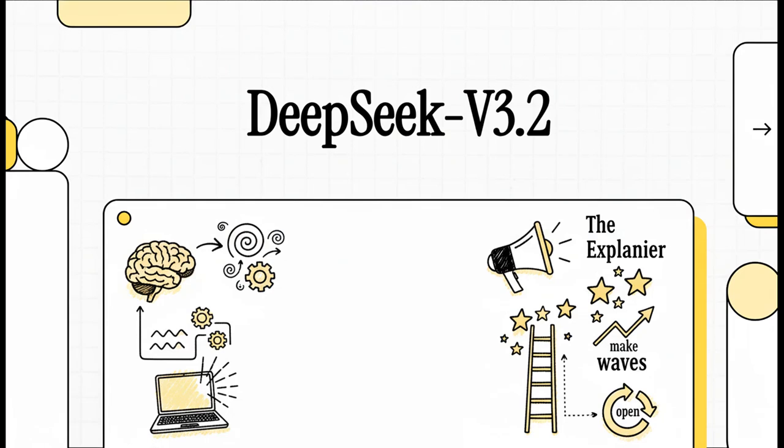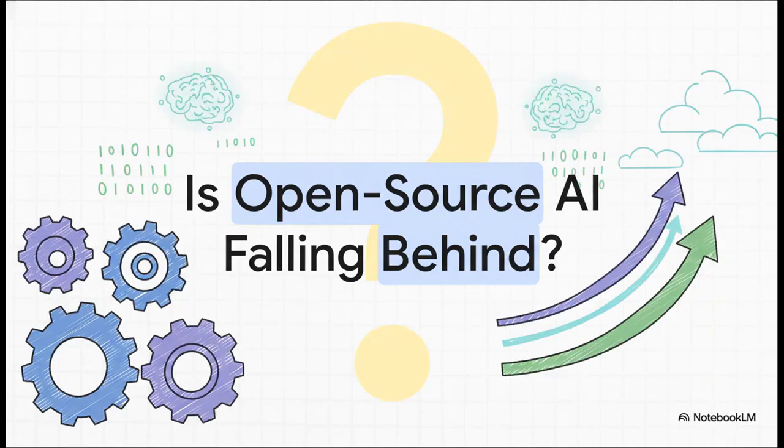Welcome to The Explainer. Today, we've got something really exciting to talk about, a new AI model that's making some serious waves in the open source community. It's called DeepSeek-V3.2. So let's just jump right in with a big question that's been floating around the AI world lately.